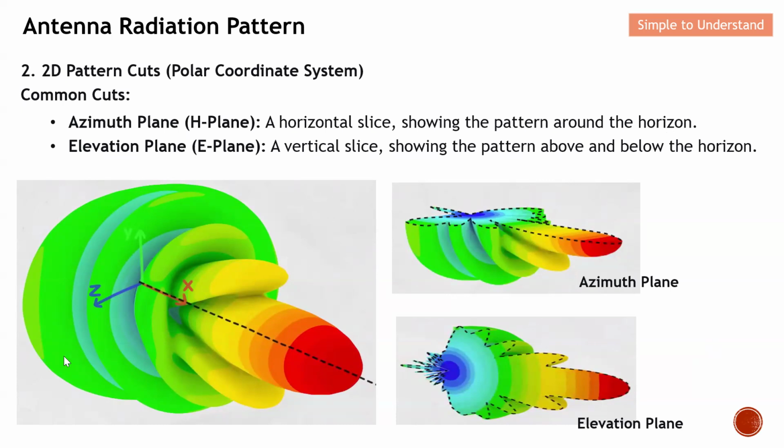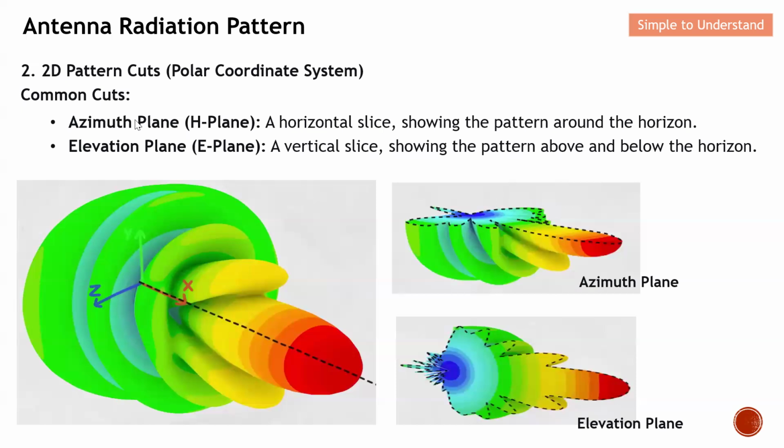Okay, so basically imagine this, you just cut in this direction. Basically you will have this azimuth plane, and you will be able to extract more information from here. This is what we know as the common cut azimuth plane, or the H plane.